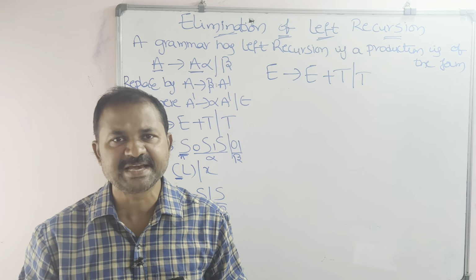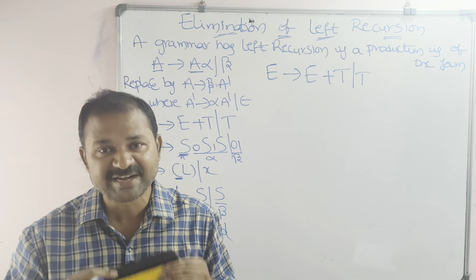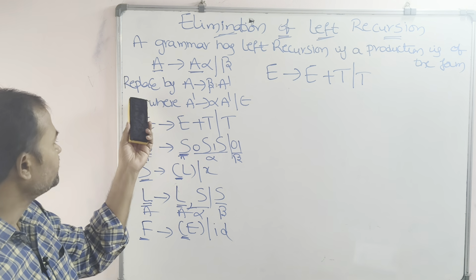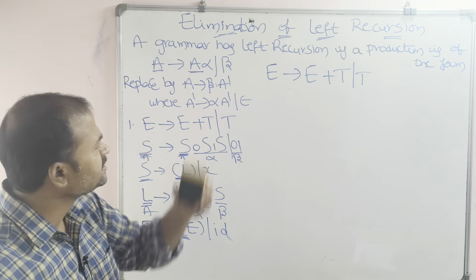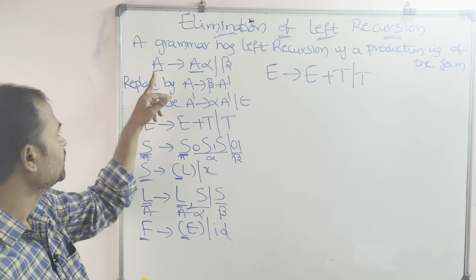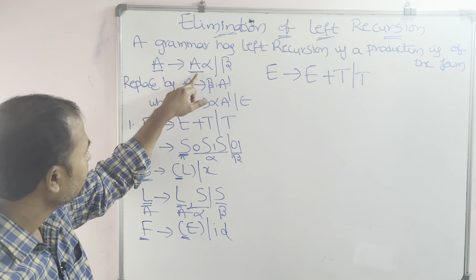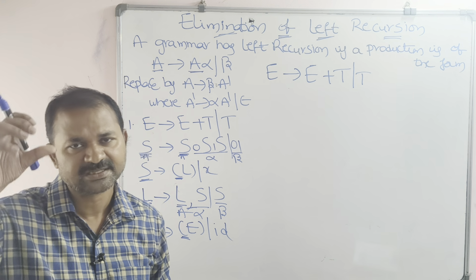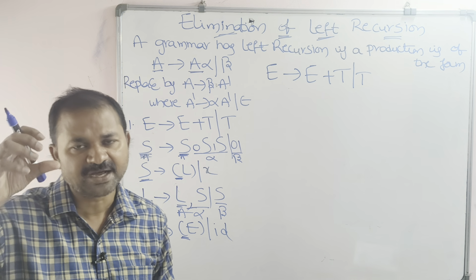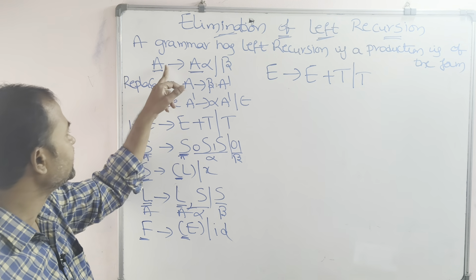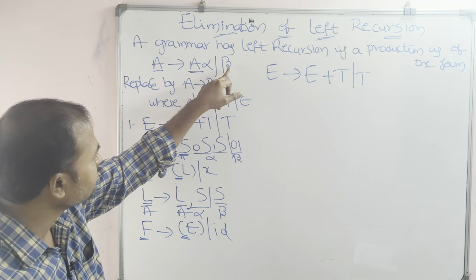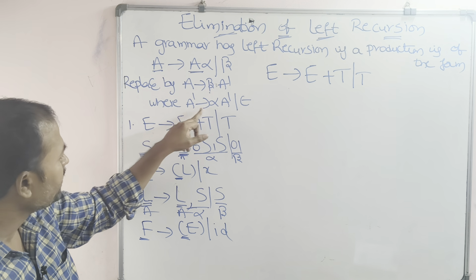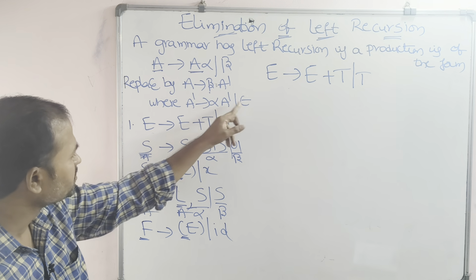Now let us discuss elimination of left recursion. We can say that a grammar has left recursion if the production is of the form A produces Aα | β. Here the left-hand side non-terminal as well as the right-hand side non-terminal are the same. Then we can say that the production has left recursion. In order to eliminate the left recursion, replace this production by A produces βA', where A' implies αA' or epsilon.